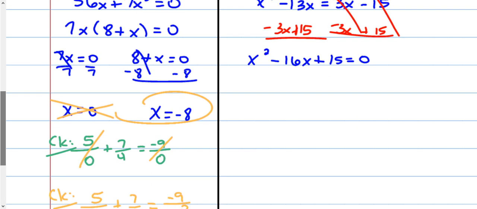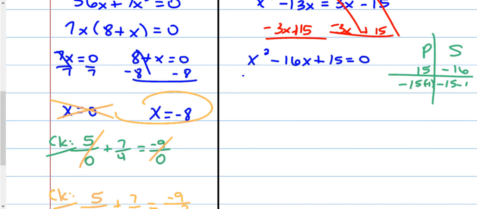You're going to have to either factor it or use the quadratic formula. This one's pretty easy to factor. Using P and S, if I'm multiplying to get 15 and adding to get negative 16, well, 15 times 1 is 15, but I need negative 16. So what about negative 15 times negative 1? Negative 15 minus 1 is negative 16, so that works.